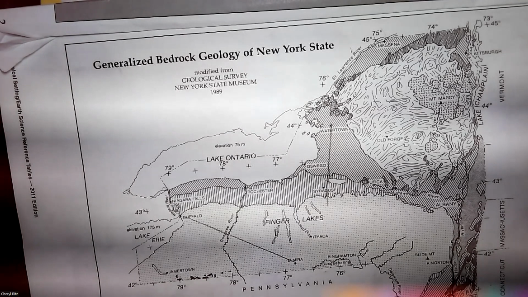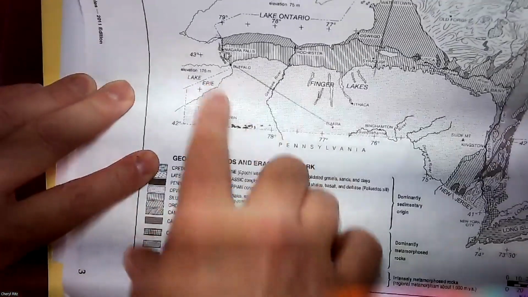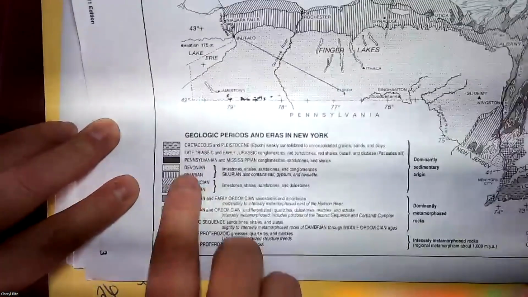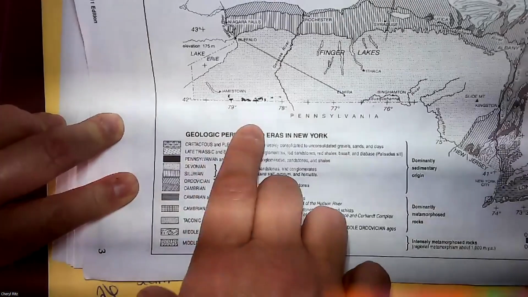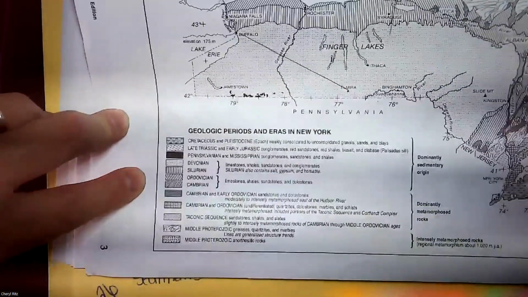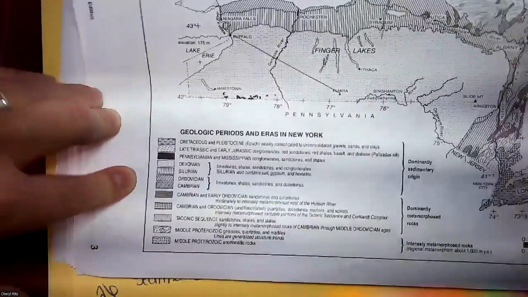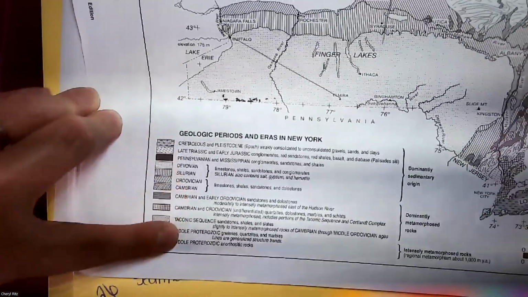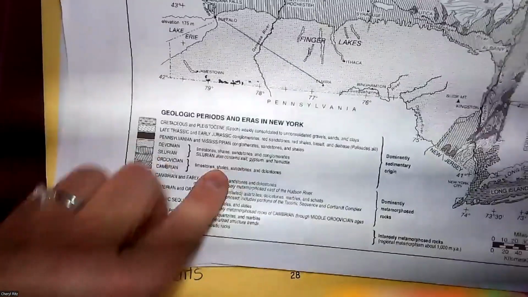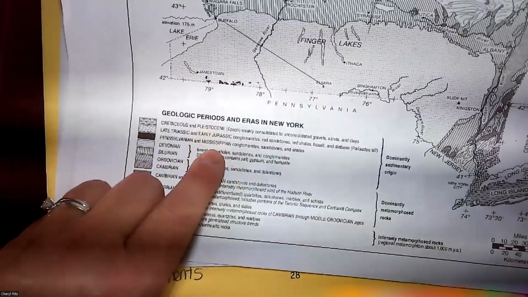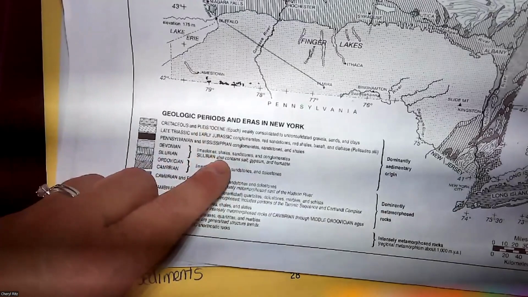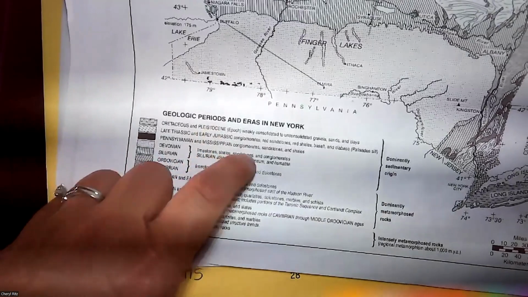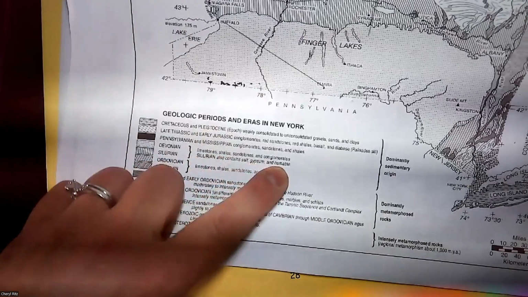So you can see the different symbols here, and they match up with the symbols down here. So us in this area, we're these polka dots. Now it does tell you the geological periods and eras in New York. We haven't learned that yet. It's chapter 6, but that's basically telling you when they were made. But if you look, then it tells you what those are. So Devonian, which is us, is limestone, shale, sandstones, conglomerate. Silurian also contains rock salt, gypsum, and hematite.